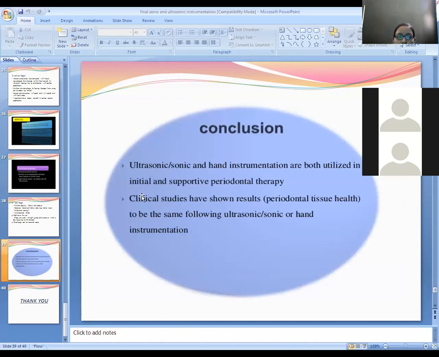The conclusion for this topic: the ultrasonic, the sonic, and the hand instrumentation are all utilized in the initial and the supportive periodontal therapy. The clinical studies have shown similar periodontal tissue health results following the ultrasonic, the sonic, or the hand instrumentation.